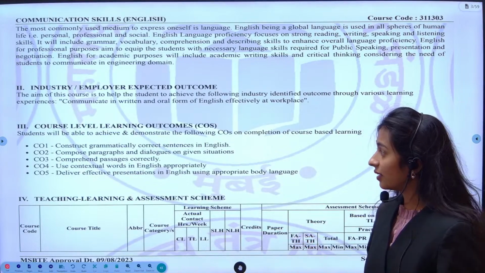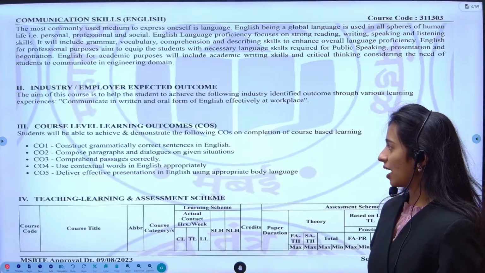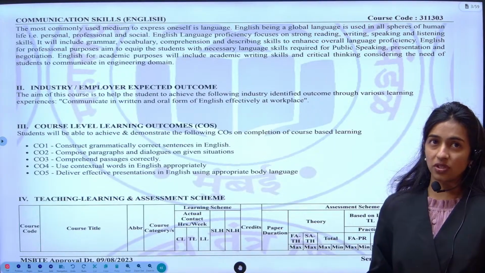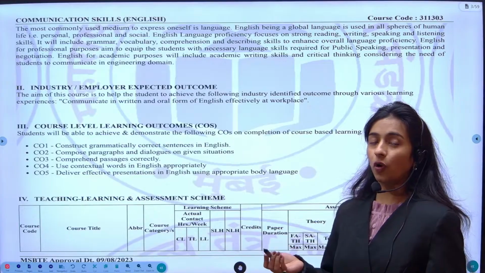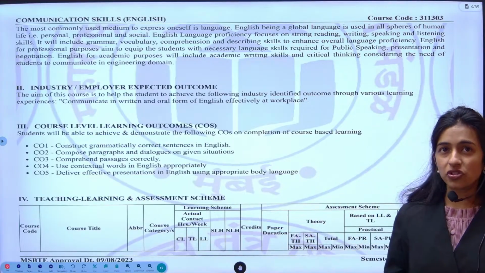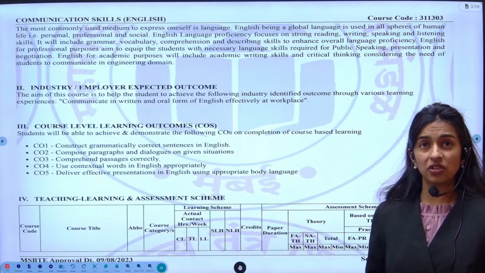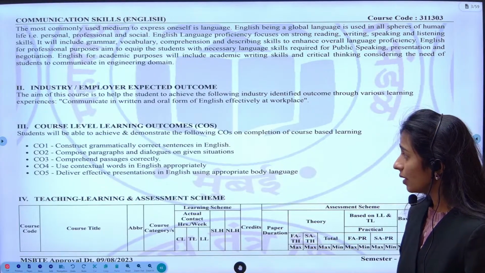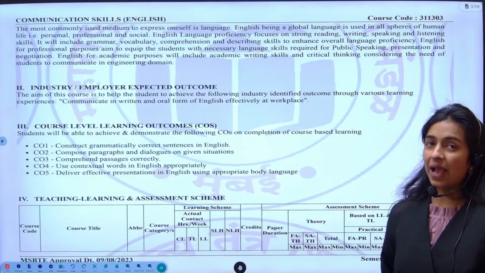The second learning outcome that they are expecting is compose paragraph and dialogues on given situation. So there will be dialogue writing. You have to compose a paragraph on maybe a picture, or they'll give you a prompt where you are going to write a paragraph, speech or diary writing. The third learning outcome they are expecting is comprehend passage correctly.